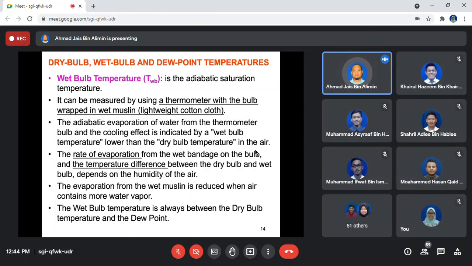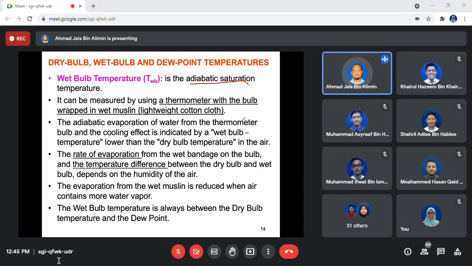The next thing is what we call the wet bulb temperature. Another terminology is the adiabatic saturation temperature. The difference from the dry bulb is that we enclose the thermometer with a wet muslin, basically a lightweight cotton cloth. You dip the cotton cloth into water, and then you wrap the thermometer, so you have your wet bulb temperature. The adiabatic evaporation of water from the thermometer bulb and the cooling effect is indicated by the wet bulb temperature.